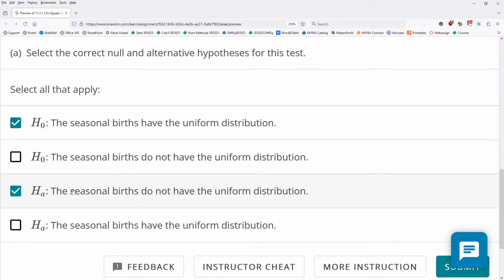So when you see this phrase, uniform distribution, in Newton, it just means all the same: 20%, 20%, 20%, or in this case, 25% for each one. So there's the first thing that I wanted to make sure that you see.